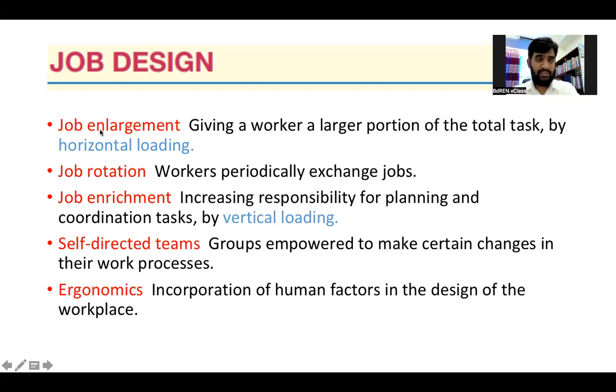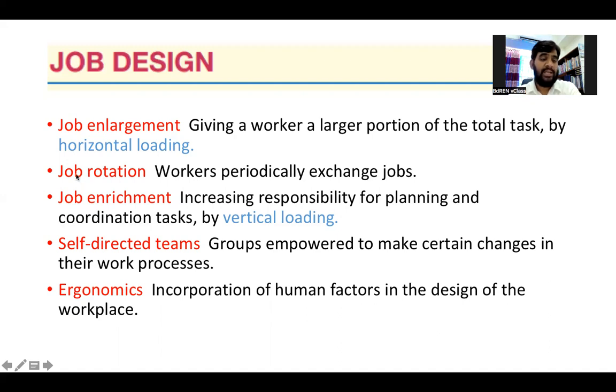And job enlargement is horizontal loading, maybe through job restructuring. Say a marketing officer and a commercial officer are working together. Now the company has decided that the two positions will be merged together and one employee will remain, while the other will be fired from the company. So when the responsibilities and tasks of the fired employee are added to the existing employee, this is known as job enlargement or horizontal loading.